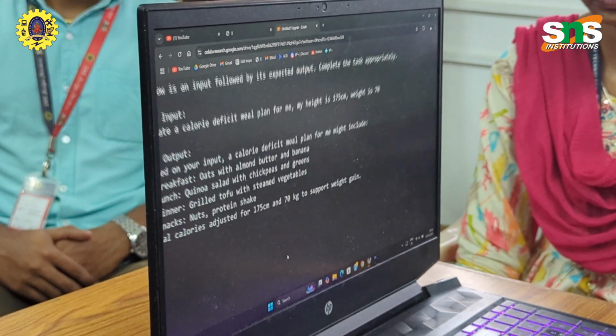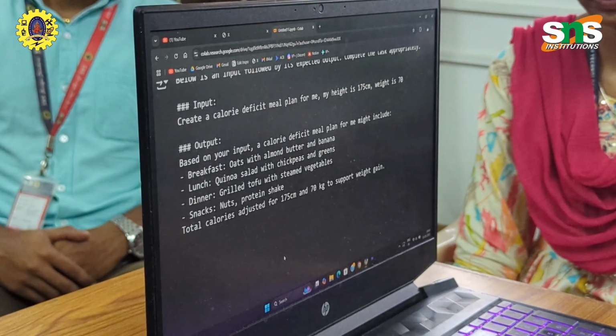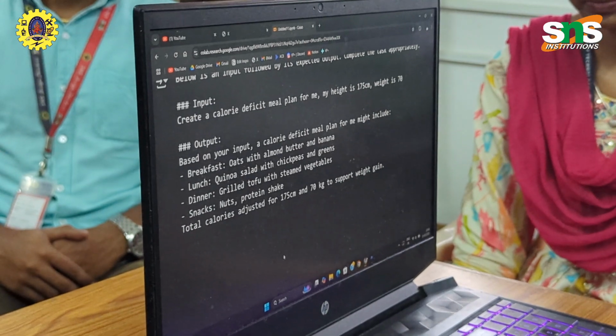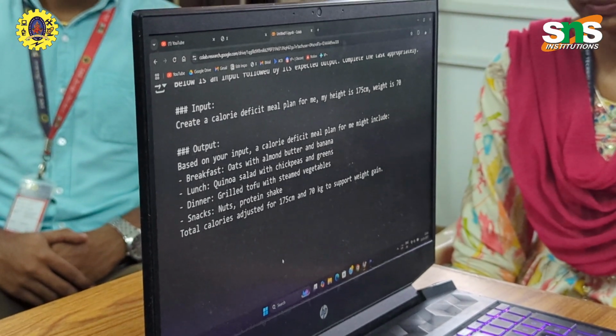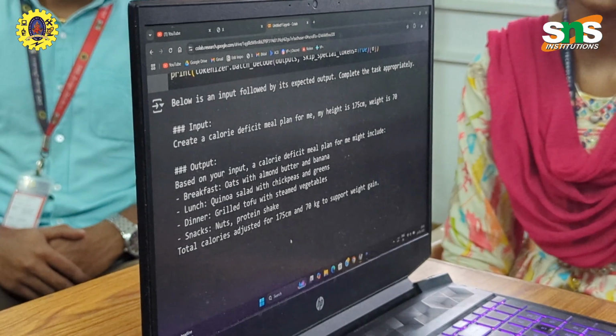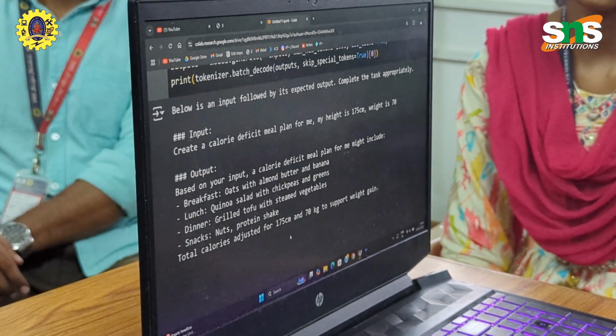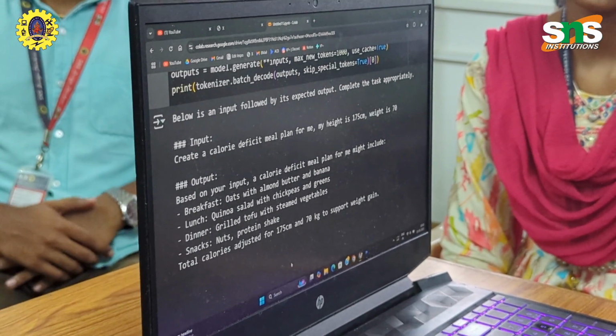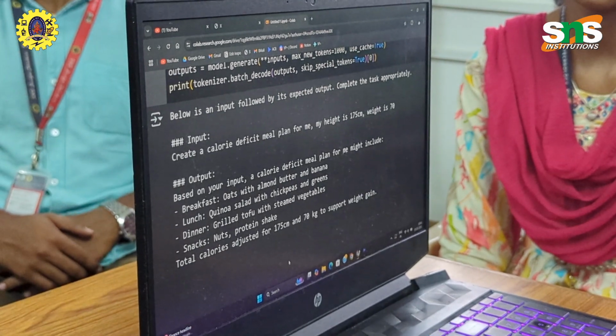Total calories suggested for 175 centimeter and 70 kg to support weight gain. So this is purely to gain weight. Since the height is 175 and his weight is 70, he is underweight. Yes, sir. Am I correct? Yes, right. Okay.